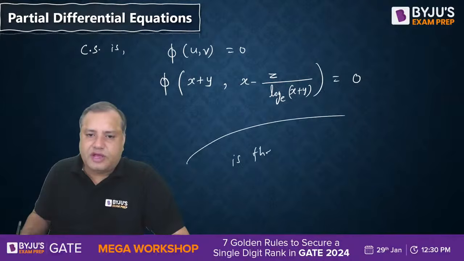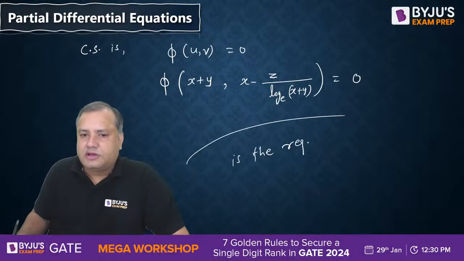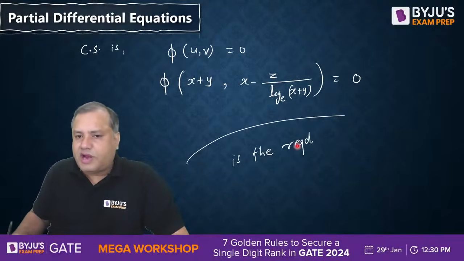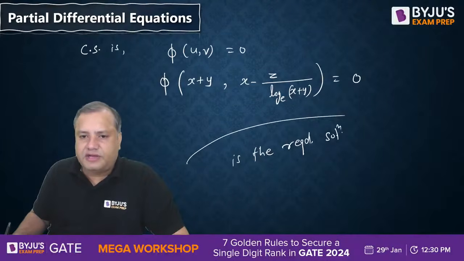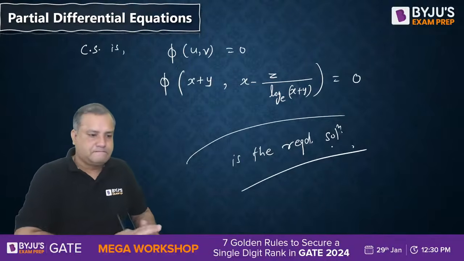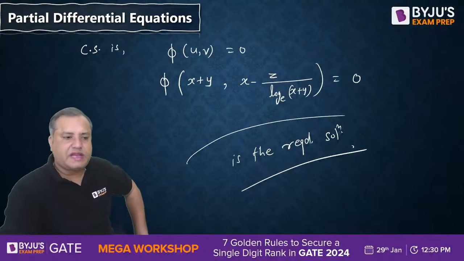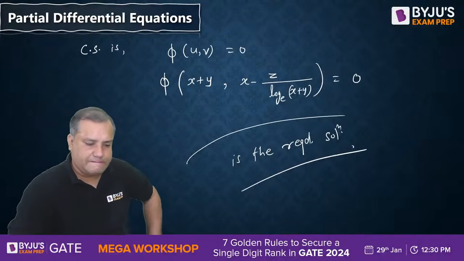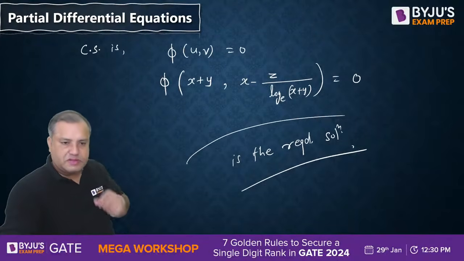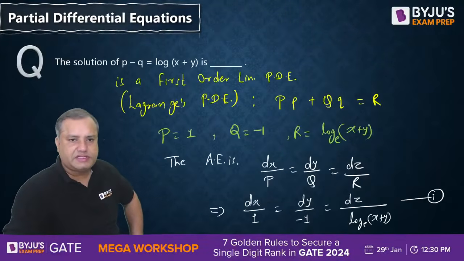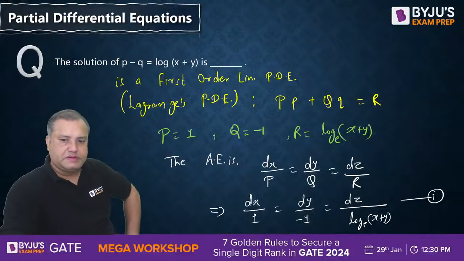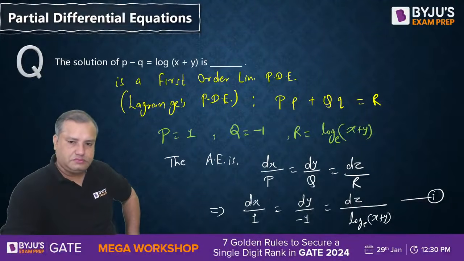And in the last, right is the required solution. Okay. So this is how Lagrange's differential equation is solved. Understood, students?